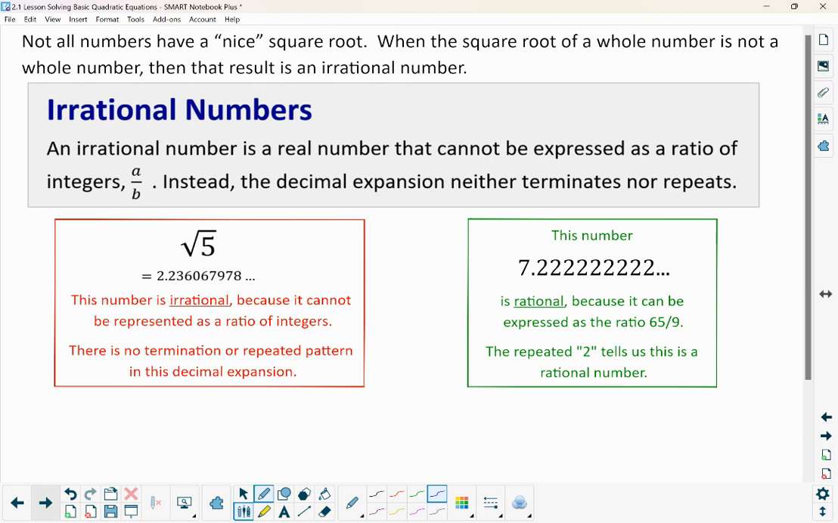But the number 7.22222 is a rational number. We could write that number as the fraction 65 over 9. That repeated 2 tells us that this is a rational number.